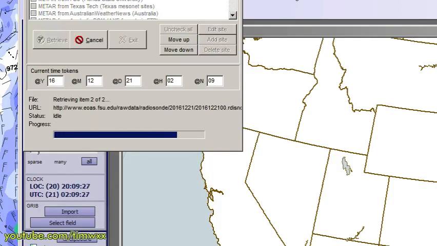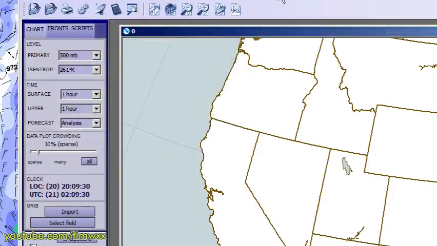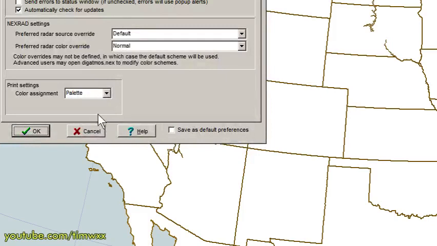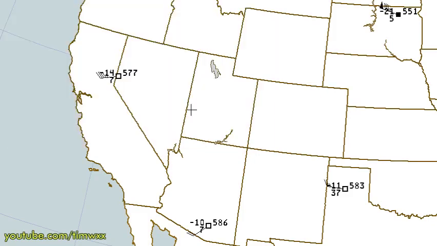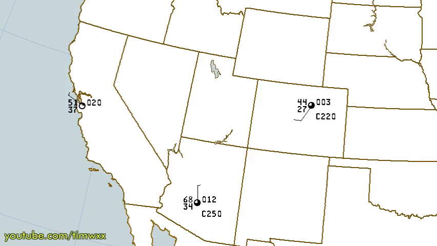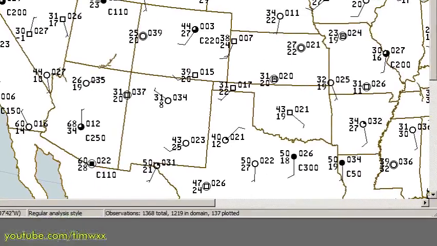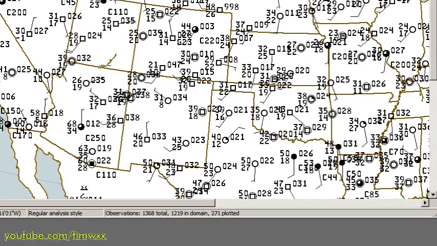We'll grab the 8 p.m. observations here. And let's see if we can plot those. Okay, there we go. There's the surface plots for the U.S. Maybe I'll make that a little bit more dense. Throw a few more. No, that's probably a little too much. Let me fix that.